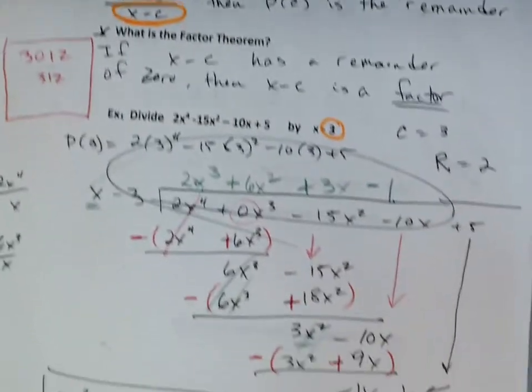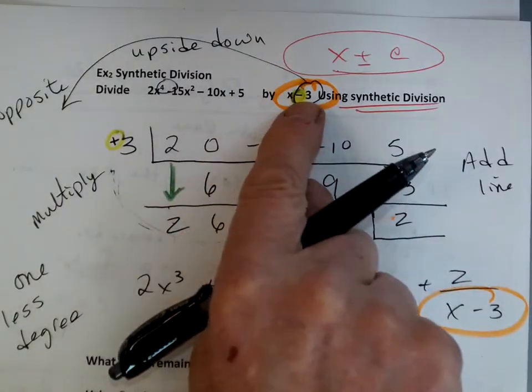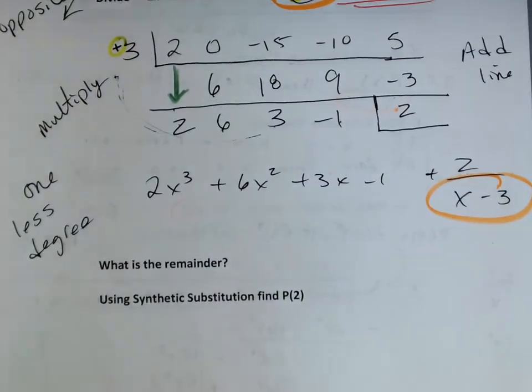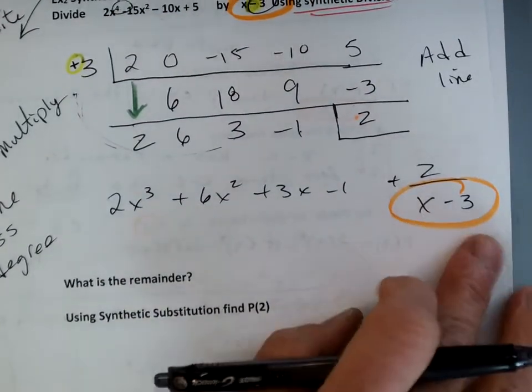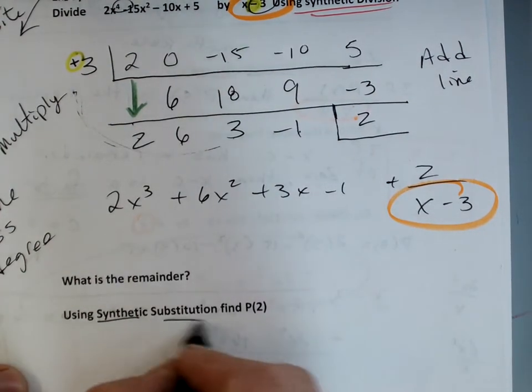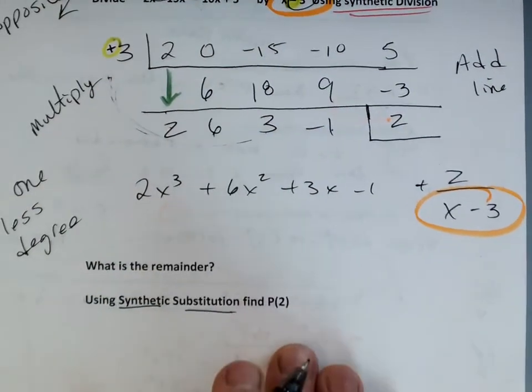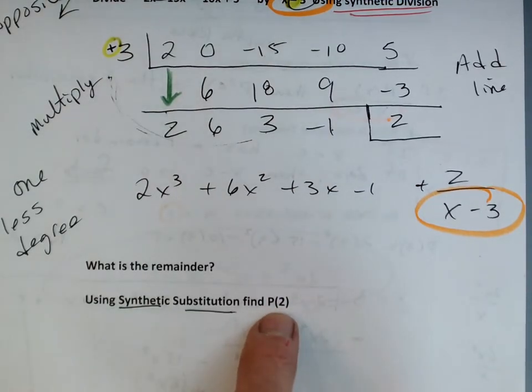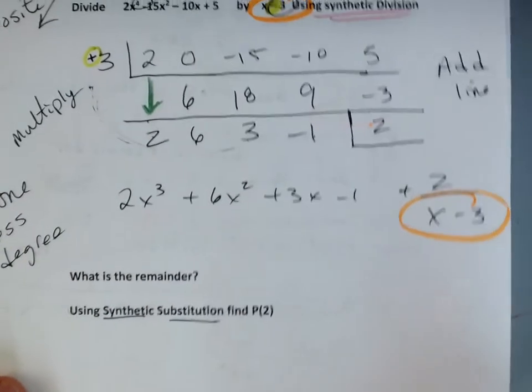Do you agree? A lot easier. But it only works if it's x plus or minus some number, okay? All right, now, the remainder. Well, we know the remainder is 2, right? So then there's this thing called synthetic substitution, which we already did on the front page. Synthetic substitution says if you plug in 2, you'll get the remainder. So now we could, but we're not going to.